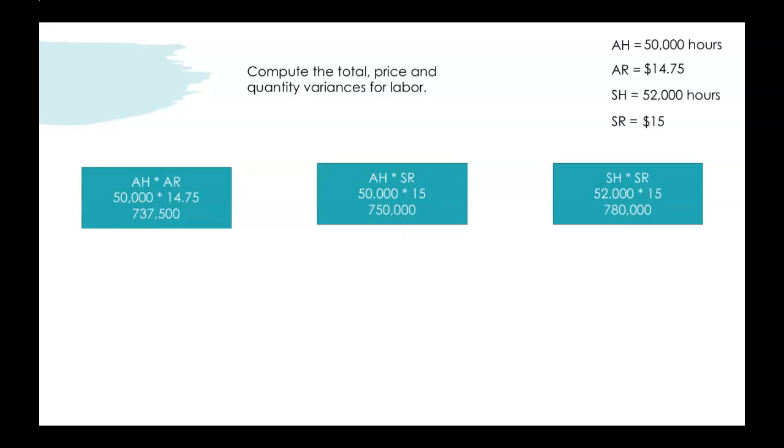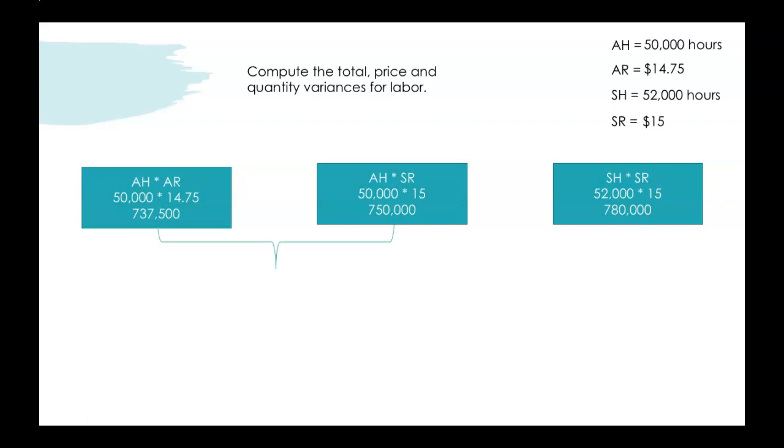So now let's plug in our numbers. So actual hours times actual rate. So 50,000 times 14.75 equals 737,500. So that's our actual hours times actual rate. That's how much we truly spent on labor during this month. Our actual hours times standard rate, that's 50,000 times 15, that's 750,000. And then our standard hours times standard rate gives us 780,000.